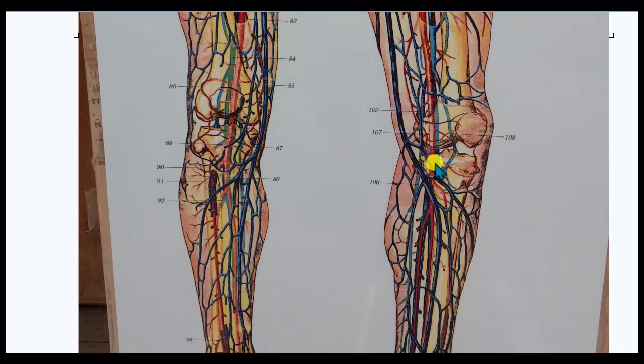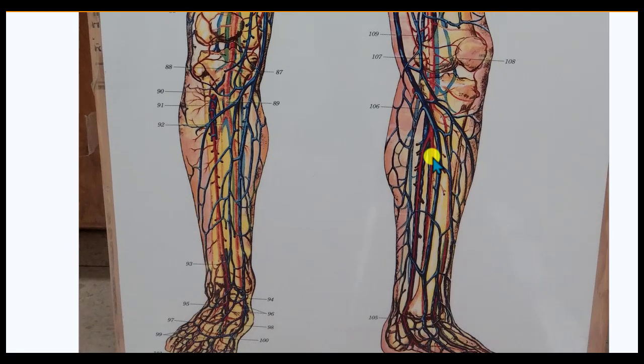This leg is rotated laterally, so the toes are pointing laterally here. And I can see that this allows me to see the posterior tibial artery and the fibular artery that make the distalmost branch point. And on this side, I can see the popliteal artery.